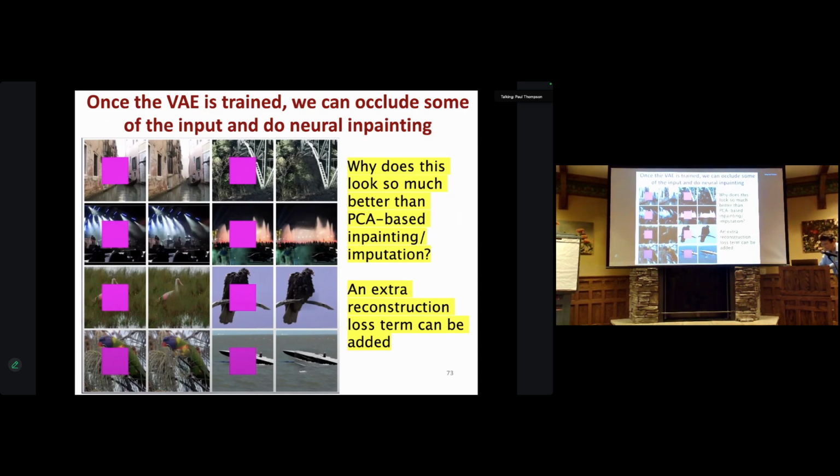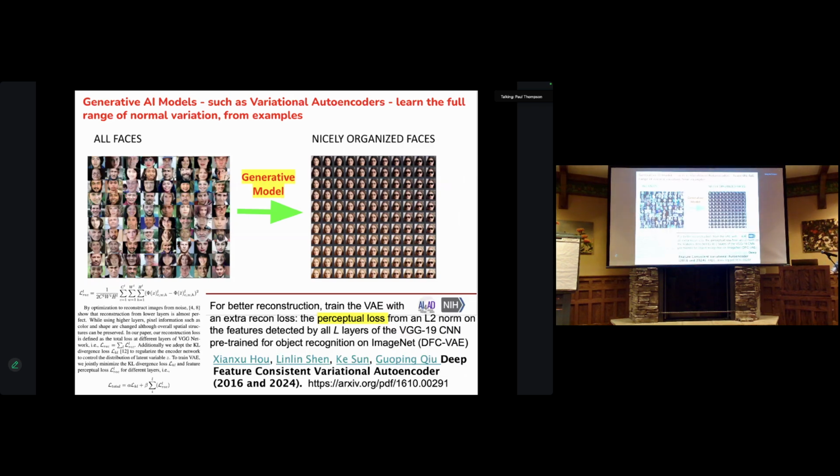a VAE. And so, essentially, if you were training on faces and you were making a generative model of faces, and you wanted to occlude a face and put the correct thing back in the place where the face was, this cool paper, Deep Feature Consistent Variational Autoencoders by Xianxu Hou, adds a perceptual loss to the reconstruction from an L2 norm on all the features detected by L layers of the VGG19 CNN. Now let's unpack that a little bit.